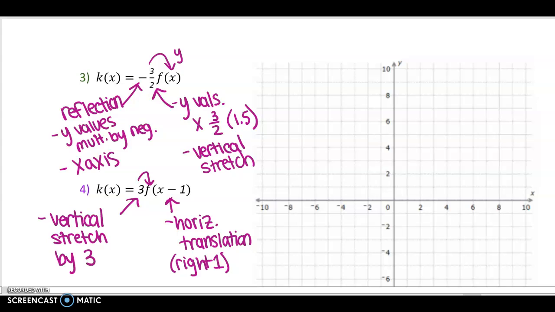Okay, so you're going to take the y value. If the y value is 2, you multiply by 3. Your y value is now 6. So it's going to get taller.